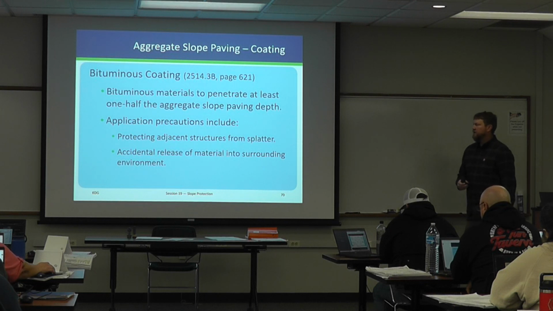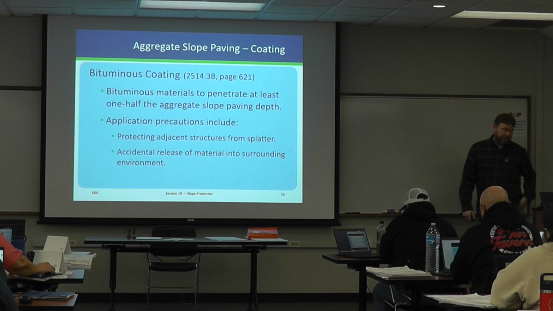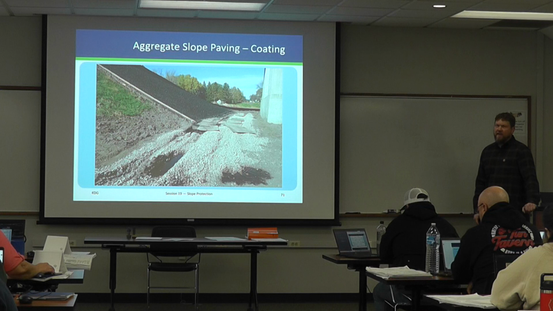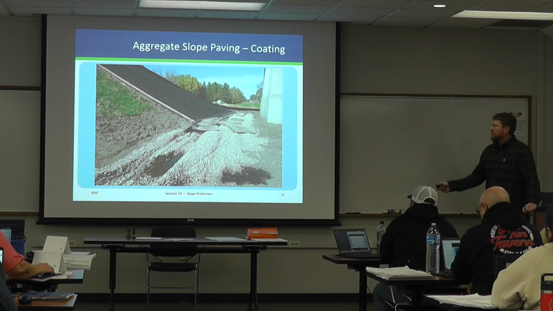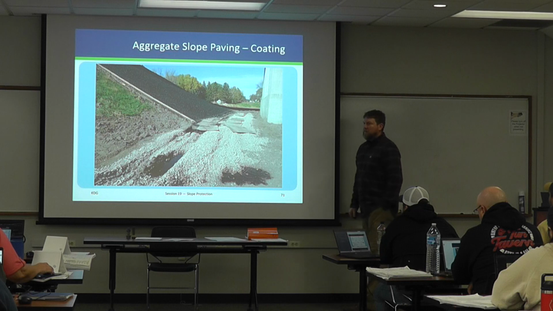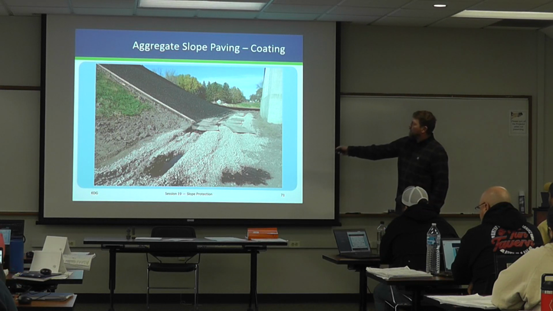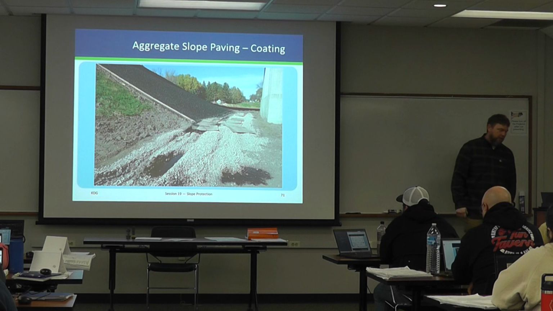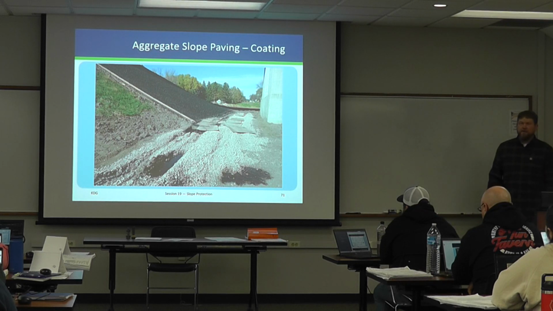Some precautions. Obviously, when you're placing bituminous in liquid form, it could splatter, so you want to protect adjacent structures. You also want to protect the surrounding environment from accidental release. So this is a picture Dwayne gave me. Won't say where it happened, but does anybody see any issues with this? Got some rutting in the material down there. Yep, anything else? You've got water under one side. You've got a whole bunch of that liquid asphalt that got out. Is that what we were hoping would happen? No.